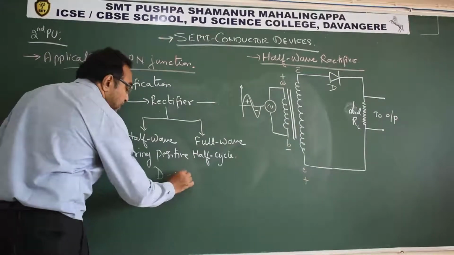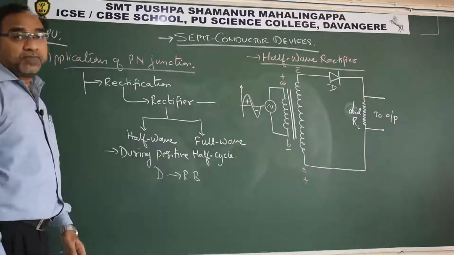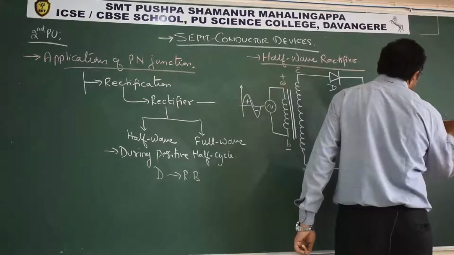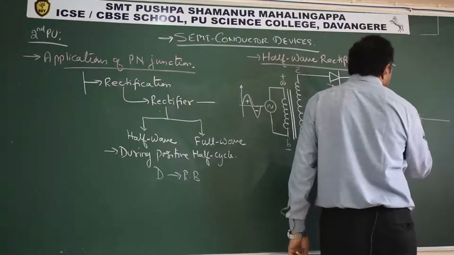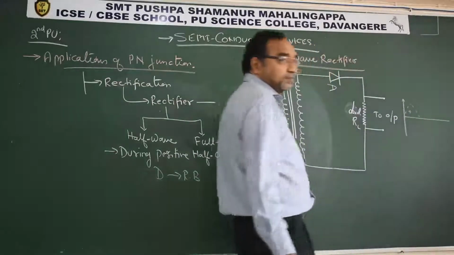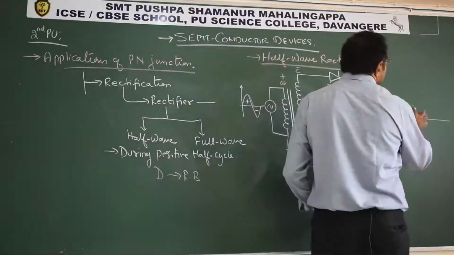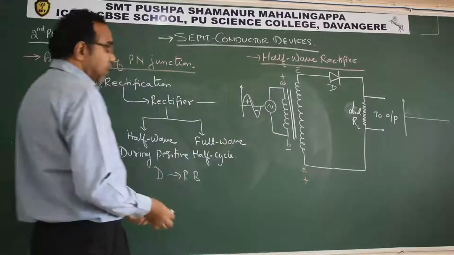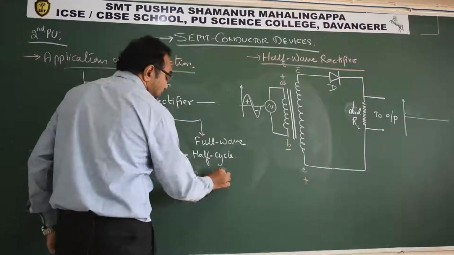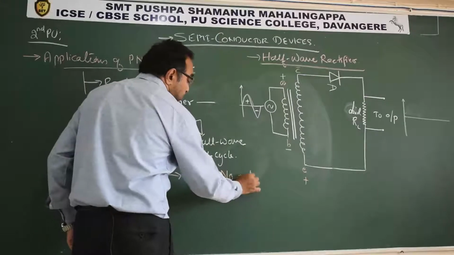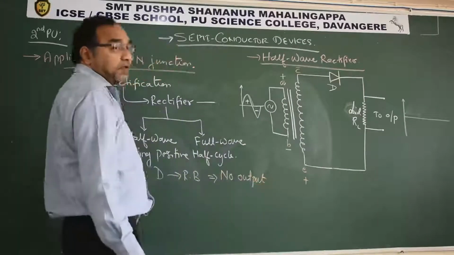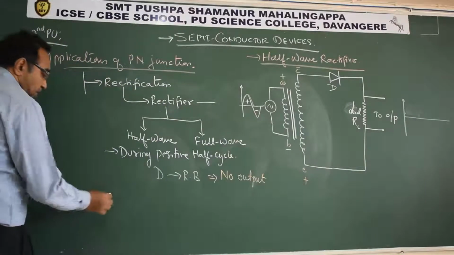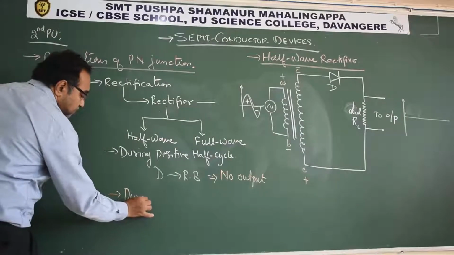Diode D is in reverse bias. Now if it is in reverse bias, any idea what will be the output? There is no output. See here, we will not draw anything here. There is no output because of reverse bias. So what can we say? No output. This we have already seen in the VI characteristics and in the behavior. This is what happens. What will happen now during the negative half cycle?